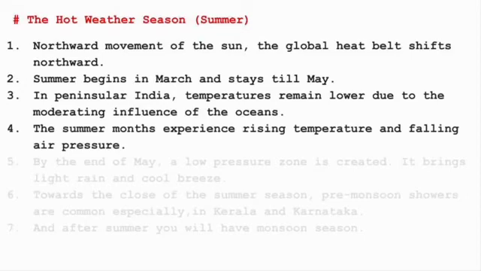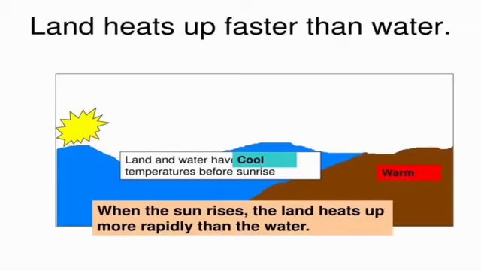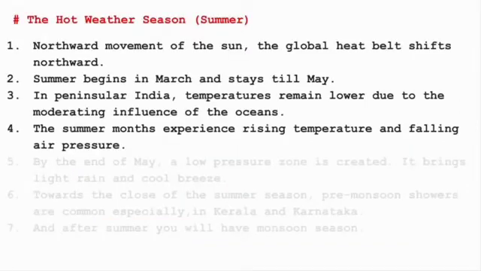Now the summer months experience rising temperature and falling air pressure. So in summer, what happens? The land mass gets heated faster than the water bodies. Due to this differential pattern of heating, air pressure differences are created. And we have read this before: the land mass gets heated faster and hence a low pressure zone is created, and on the other hand, water bodies develop a high pressure zone.